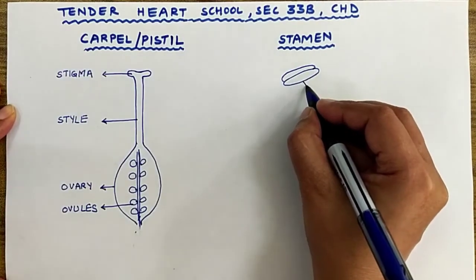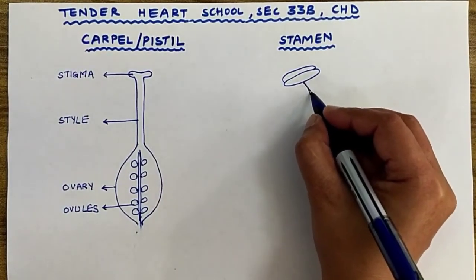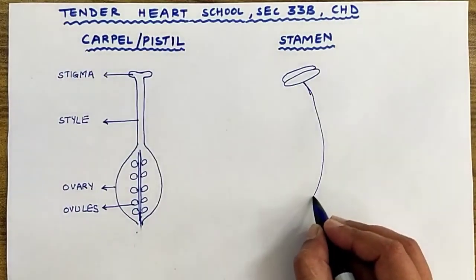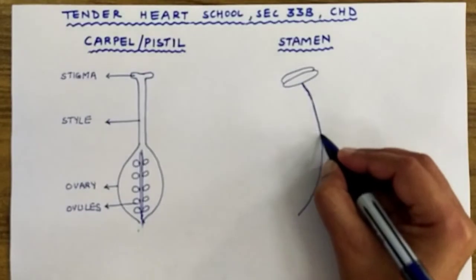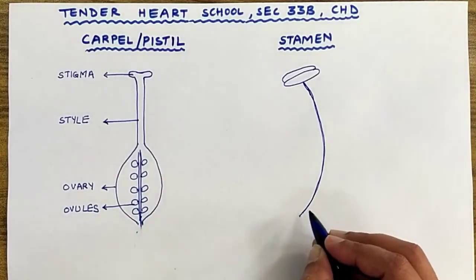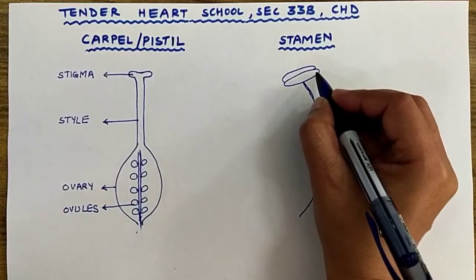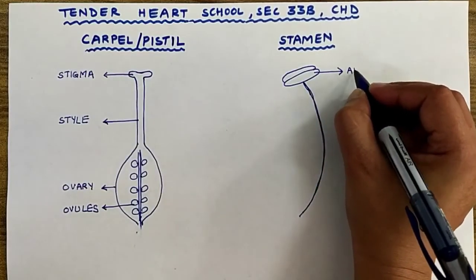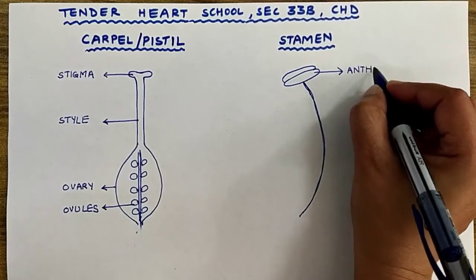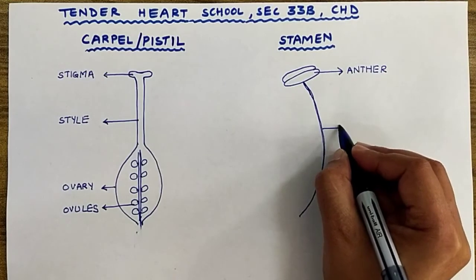And then we have the lower region, which is a stalk of this stamen. So this upper part is called the anther, and this stalk is called the filament.